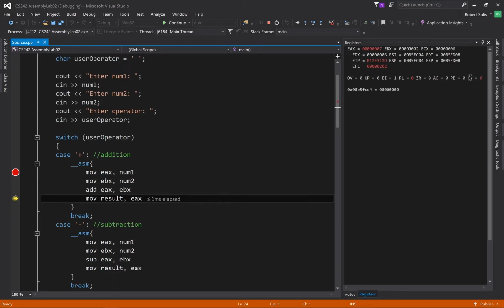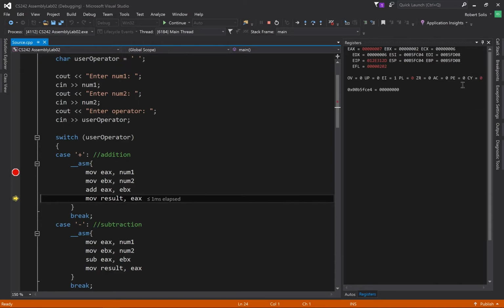So the CY flag says 0, and the PL flag says 0. Now the PL flag is basically the sign flag. It's indicating what the sign of the number is, and in this case we're simply saying that there is no sign. It's positive. If it did have a 1 over here, that would indicate that this is a negative number.